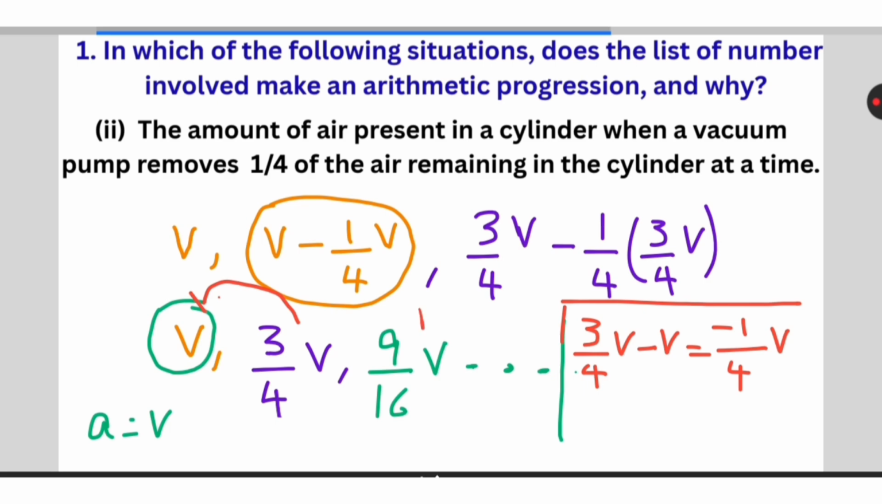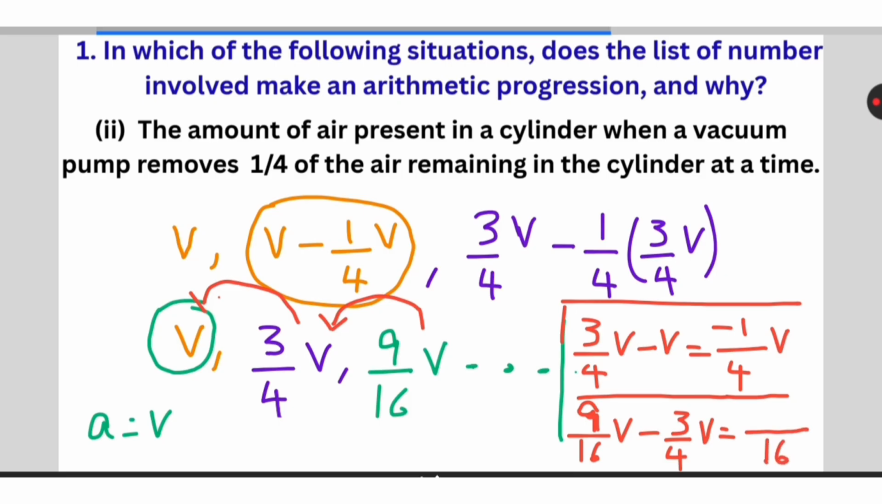Now let's check a3 minus a2. The a3 term is 9 by 16 V minus the a2 term, which is 3 by 4 V. If you take LCM, that is 16. So 9V minus 12V, which gives minus 3 by 16 V. So here the difference is minus 1 by 4 V and here the difference is minus 3 by 16 V. These two are not constant. So this sequence does not form an arithmetic progression because the difference between consecutive terms is not constant. That's why the answer is no.